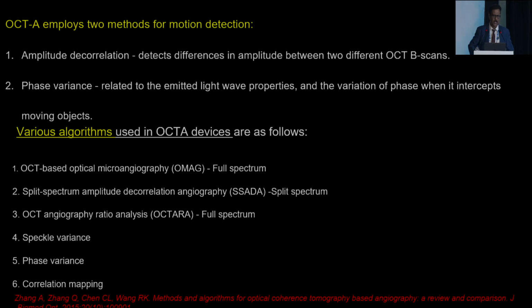OCT-A employs two methods of motion detection: one is amplitude decorrelation, one is phase variance. Other algorithms include OCT-based optical microangiography, that is OMAG, split-spectrum amplitude decorrelation angiography, OCT angiography ratio analysis, speckle variance, phase variance, and correlation mapping. I'm not going into details.